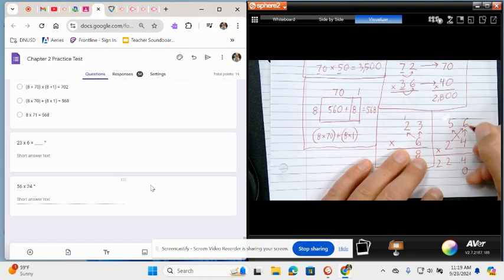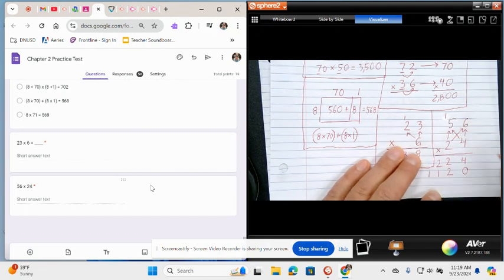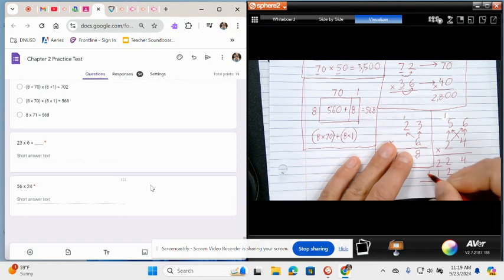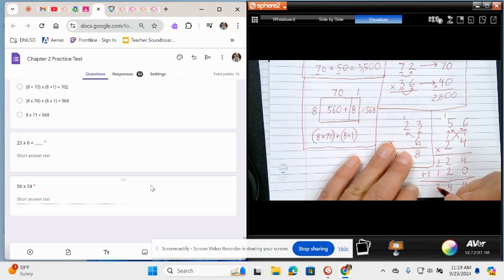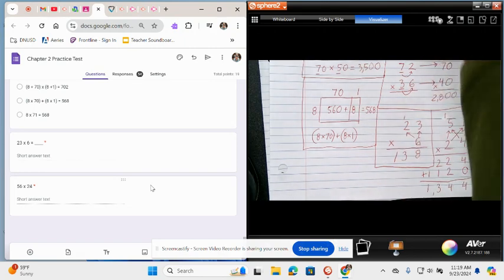Then you do 2 times 6, that's 12. 2 times 5 is 10, plus 1 is 11. And then we just add those two partial products together. 4 plus 0 is 4, 2 plus 2 is 4, 2 plus 1 is 3, and 1 plus nothing is 1, so the answer is 1,344.